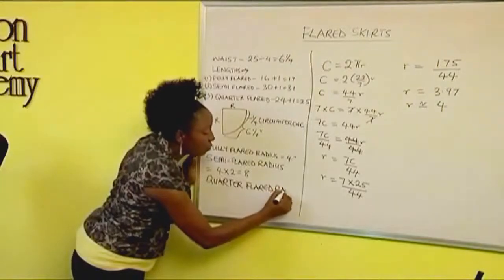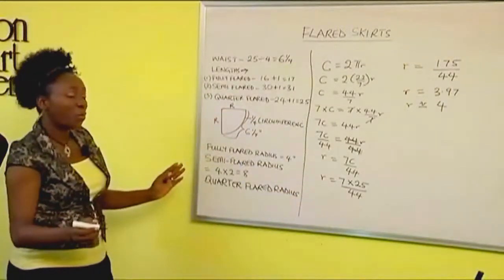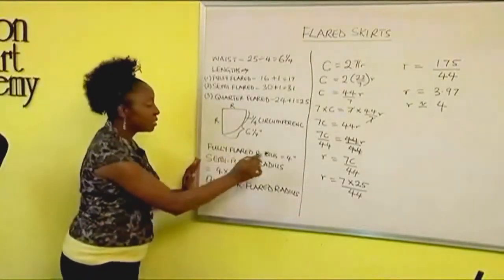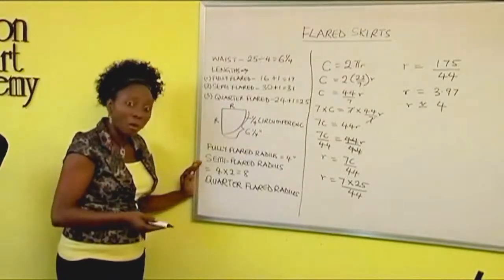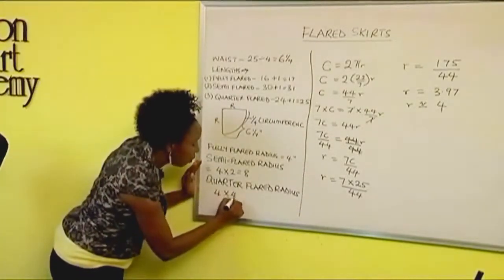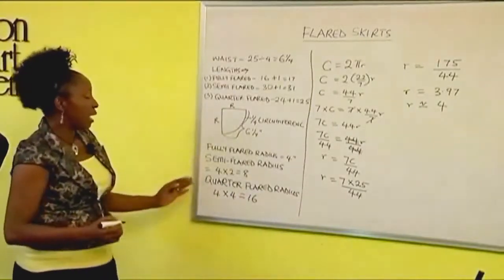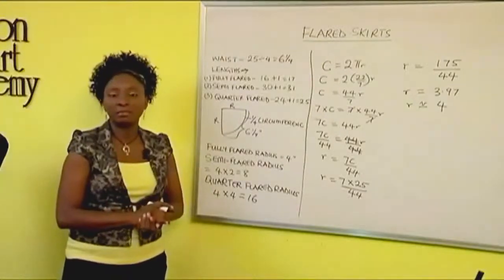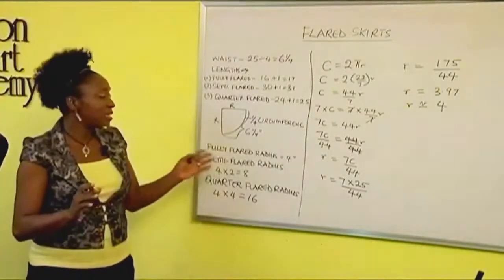For our quarter flared radius, I'm sure you can guess what we're going to do, because it's a quarter. We're going to take this same fully flared radius we have here and multiply it by 4. That would be 4 inches times 4, which gives us 16 inches. Now, I would not fold my fabric at all. I will use it as single ply, just like that. And you can see the differences.